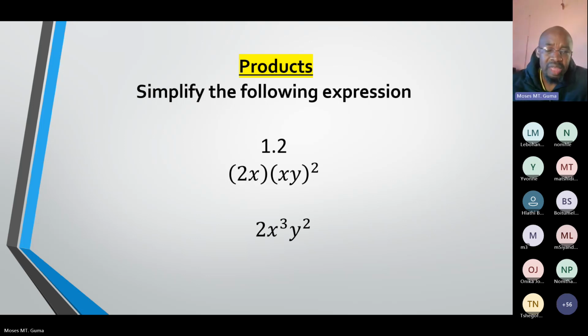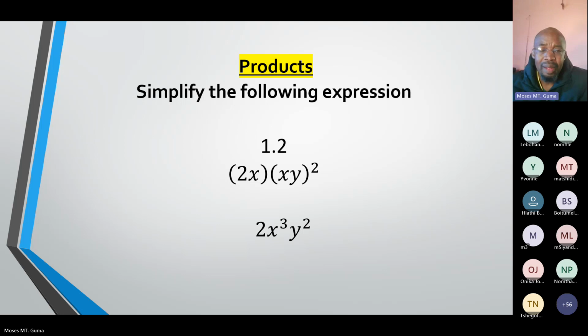Again, I'm still dealing with products. Products, those are answers that you get when you multiply out. When you multiply out, you get a product. I want to repeat that again until it is engraved in your heads. Now, again, because it is an expression, whenever you are working with an expression, we will always say to you, simplify, nothing else. Now, because it is an expression, I'm expecting you to simplify the following expression.